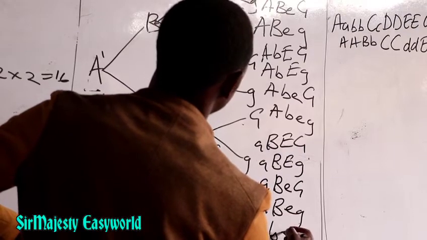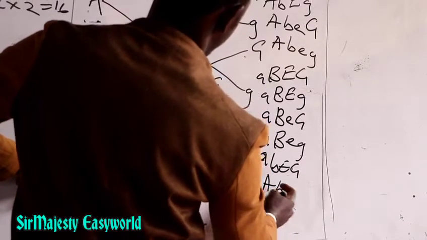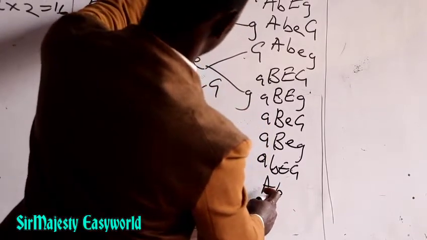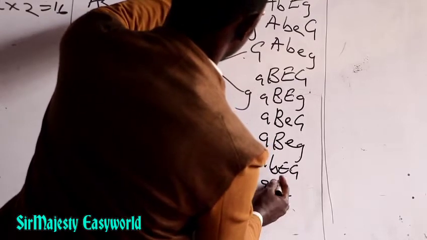Okay, let's take it easy. So this is where we stop. So we have, sorry, small letter should be here.